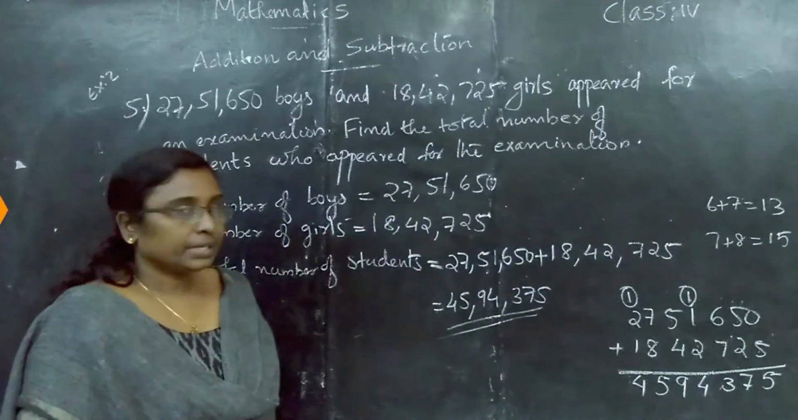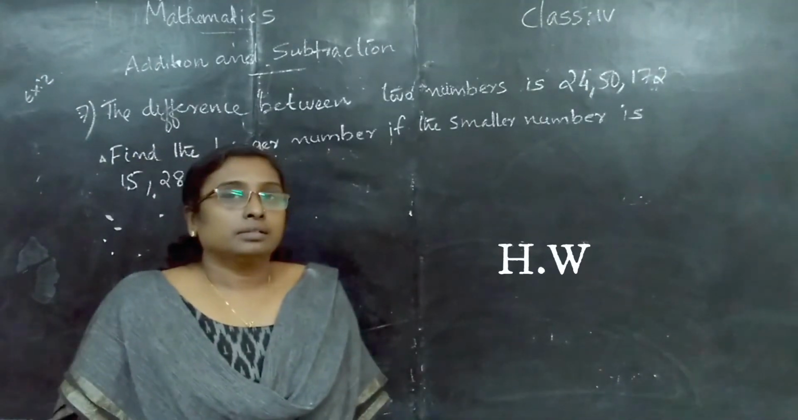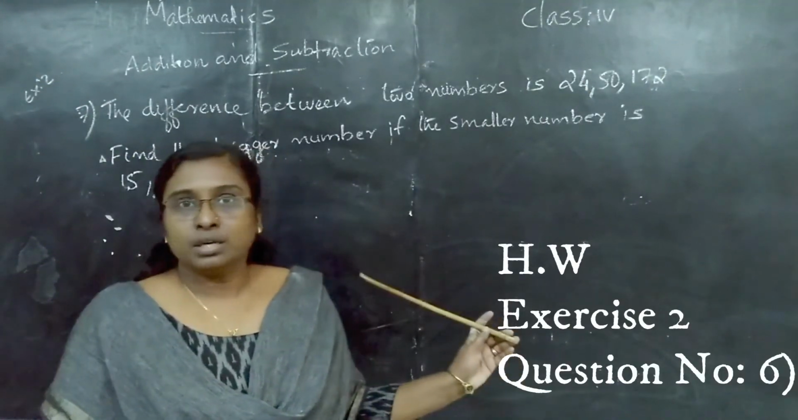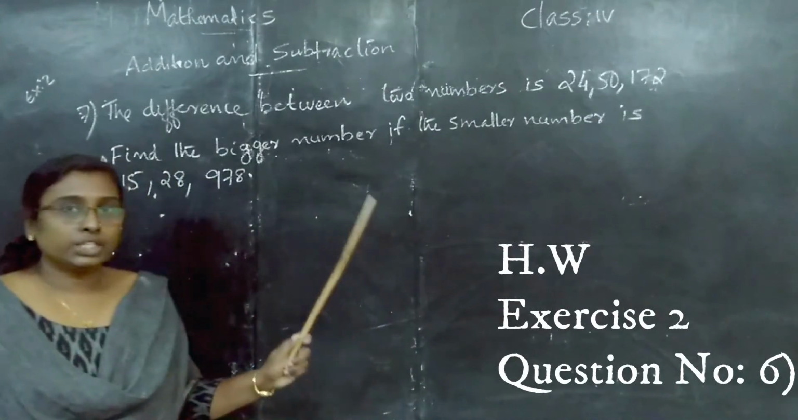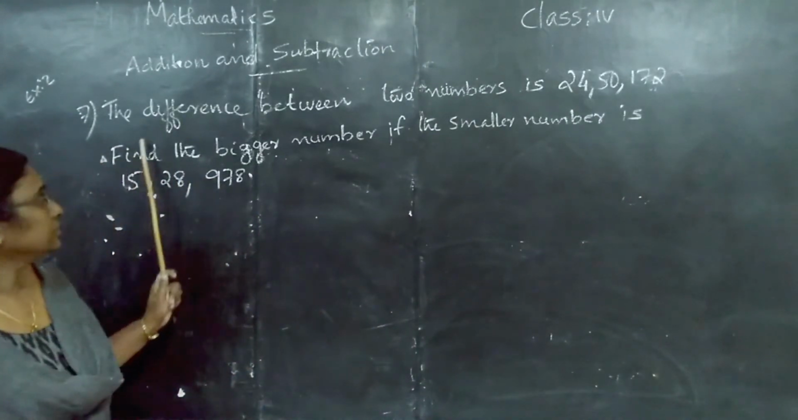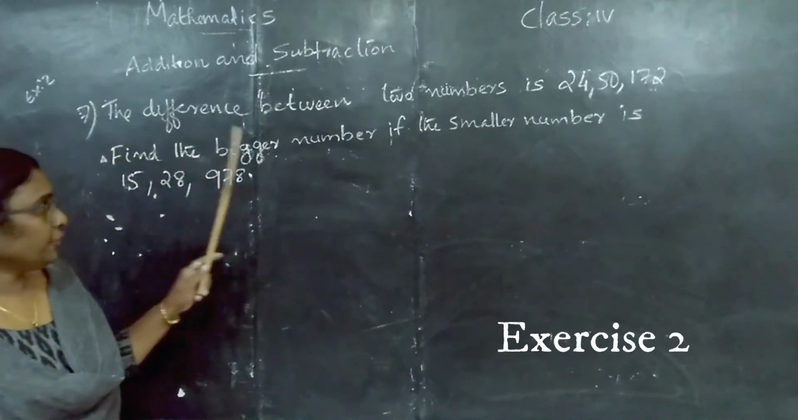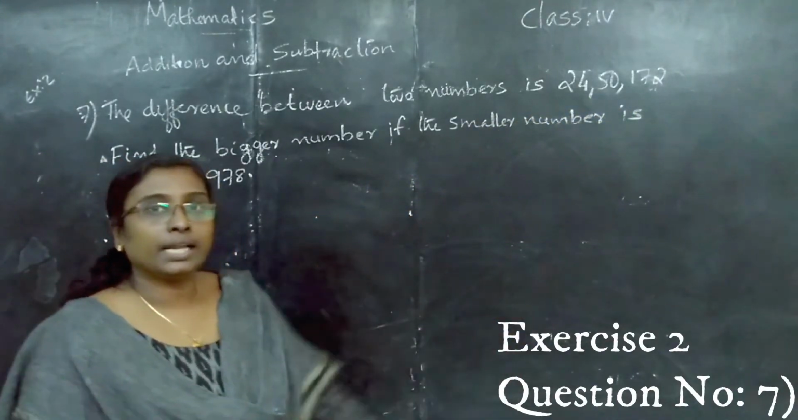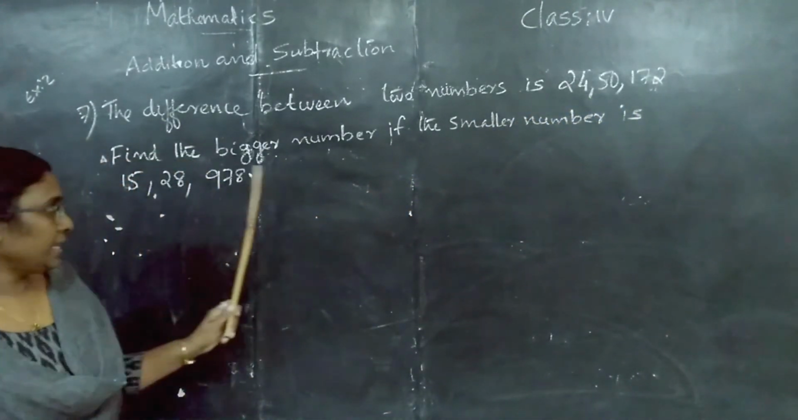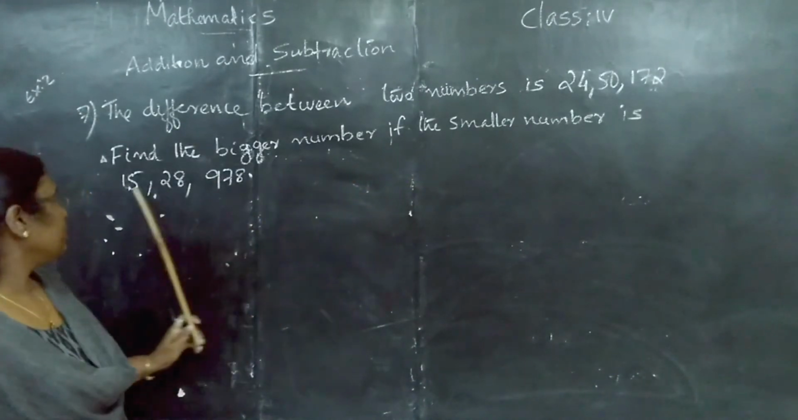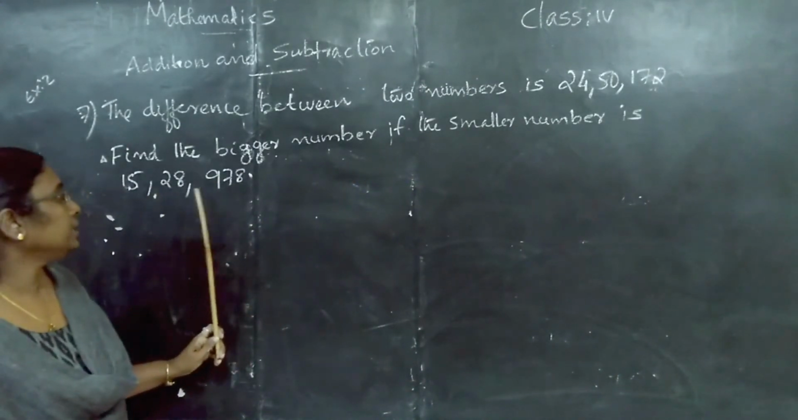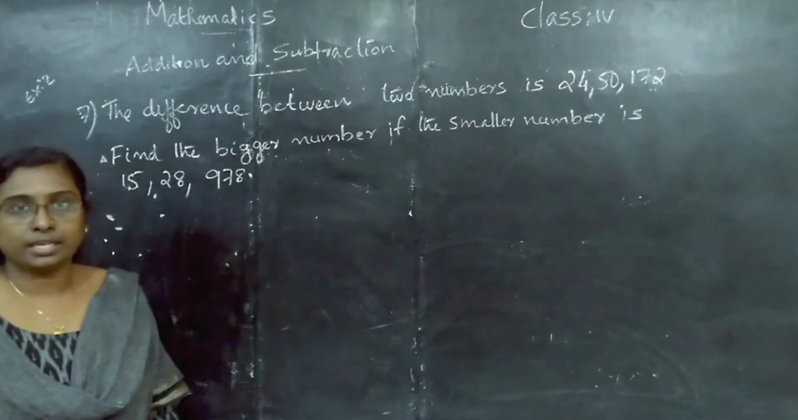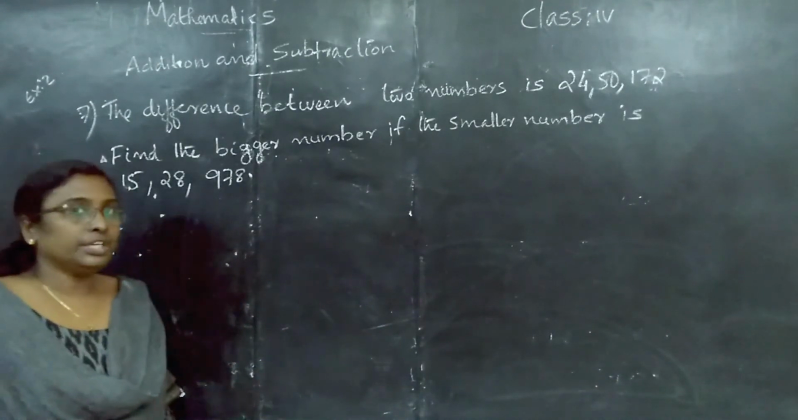Okay. The 6th question you should do as homework. The next one, the 7th one. Read the question. The difference between two numbers is 24,50,172. Find the bigger number if the smaller number is 15,28,978. Okay. Did you understand the question?